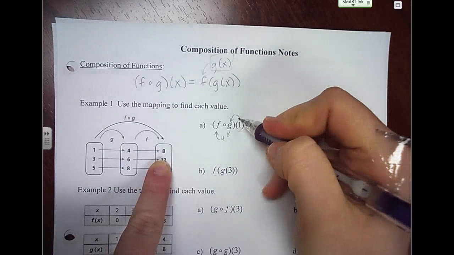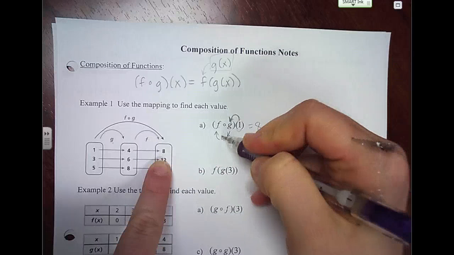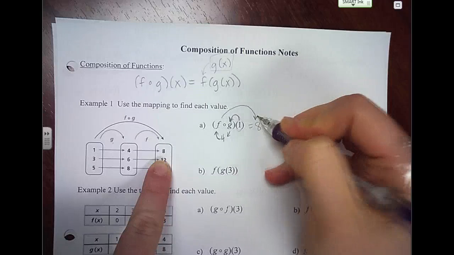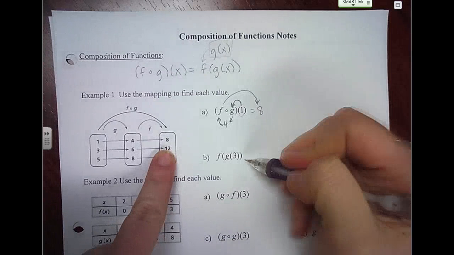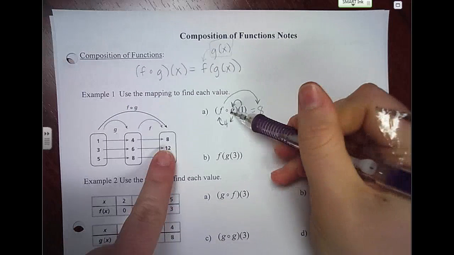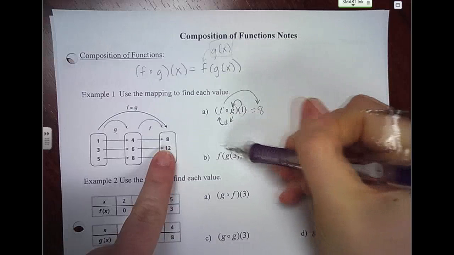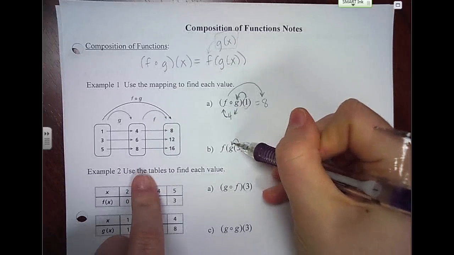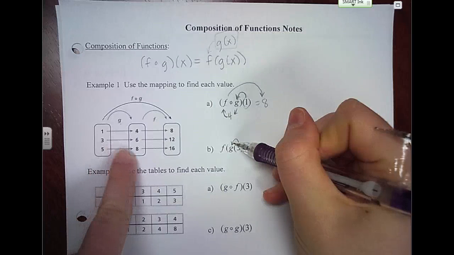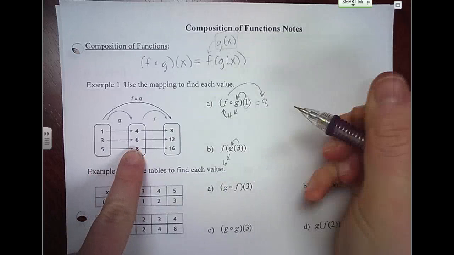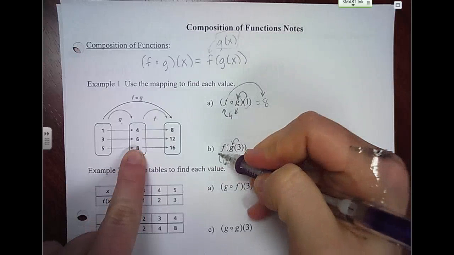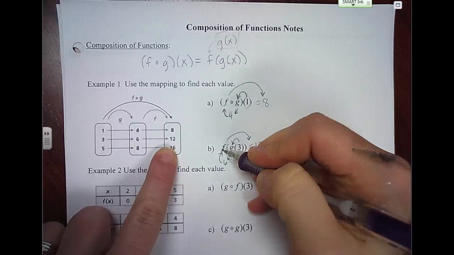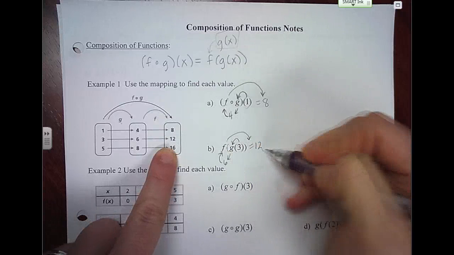So we took 1, we put it into g, and out came 4. Then I take 4, I put it into f, and I got 8. So let's do another one. Again, you'll see these two different notations. This one has this little circle in the middle, but it's the exact same thing. So this one's telling me to take 3 and put it into g. So if I take 3, put it into g, I get 6. So out comes 6. Then I take 6 and I put it into f, and out comes 12. So f of g of 3 equals 12.